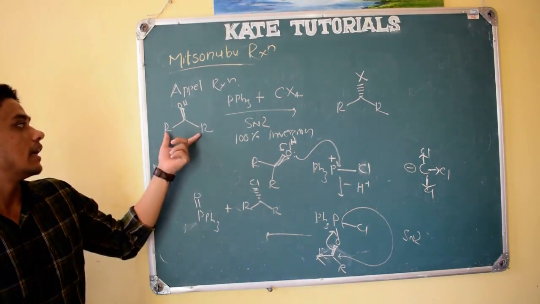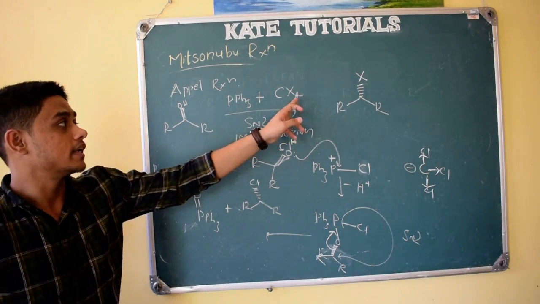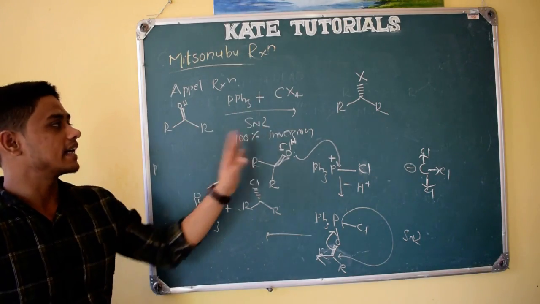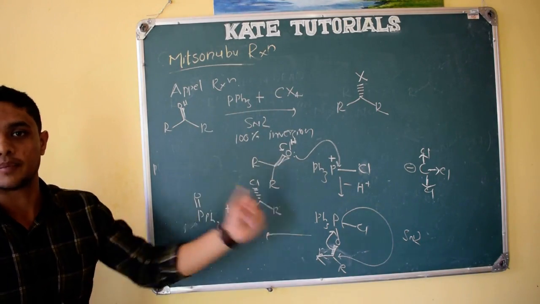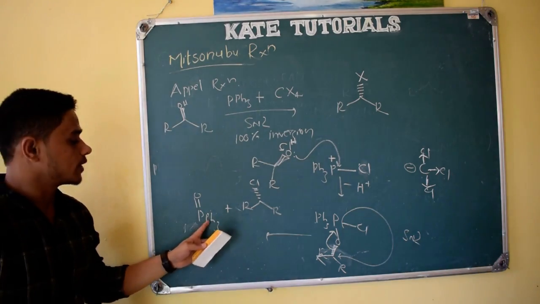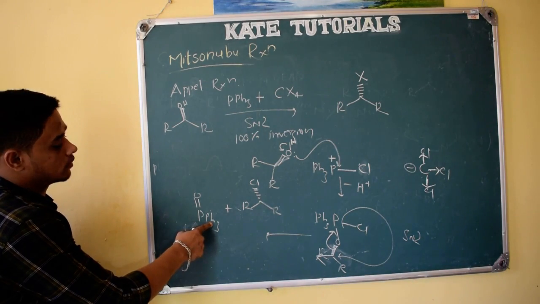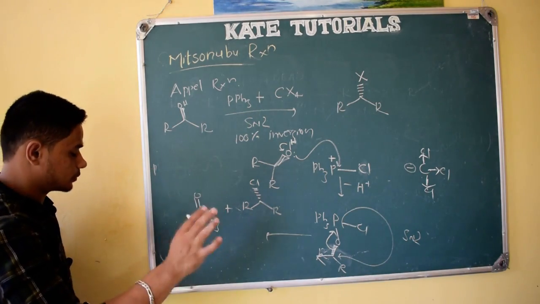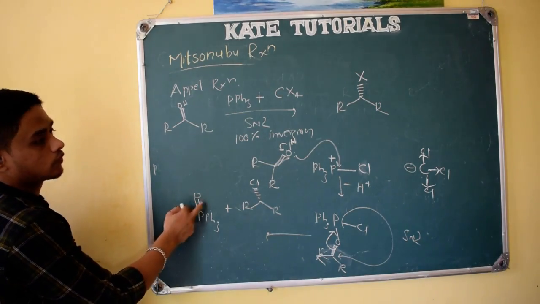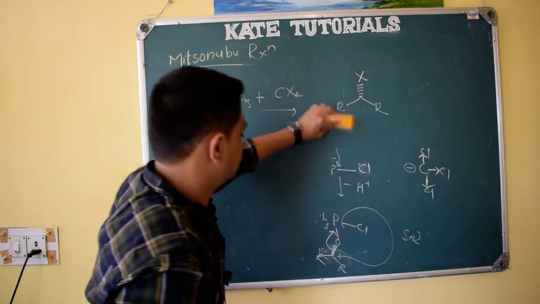Appel reaction means alcohol will be there, PPh3 in presence of CX4 we will use. In presence of DEAD it will be the Mitsunobu reaction. Both are like SN2 reaction, 100% inversion, and the mechanism I have given you, right? Same thing. The phosphorus valence is 5, right? PPh3 means 3 phenyl groups, sorry, not phosphine, phenyl groups, C6H5, 1, 2, 3 and oxygen 4, 5. So this is the structure, right, and the mechanism.